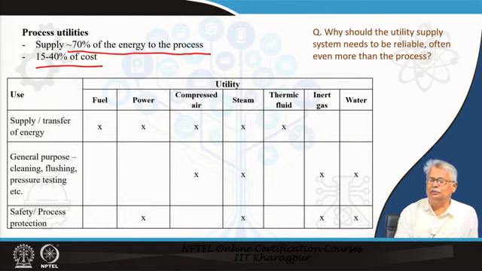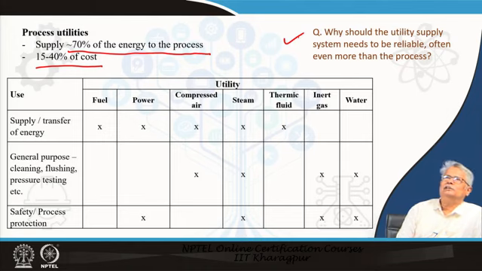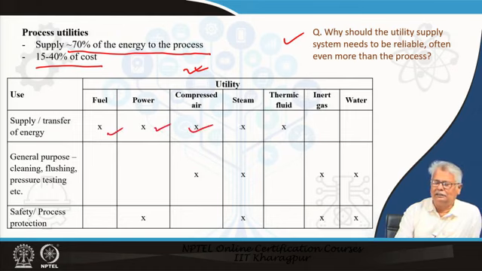Now, I have got a question for you. Why should the utility supply system need to be reliable, often even more than the process? That means you must have a very reliable utility supply system. The reason is very simple. If you look at the use of utility which is given in the table below, you will be getting your answer yourself. Except water and inert gas, all the utilities are used for supply or transfer of energy. So, quite naturally this accounts for roughly 70% of the energy transfer.